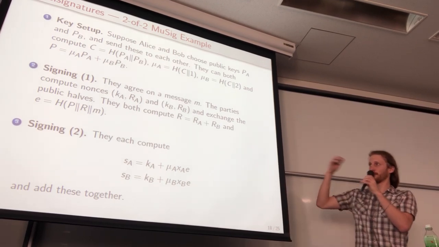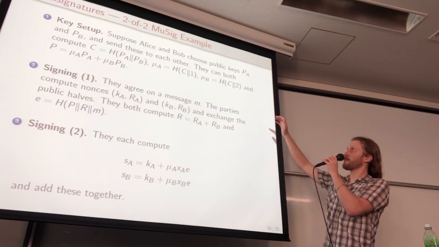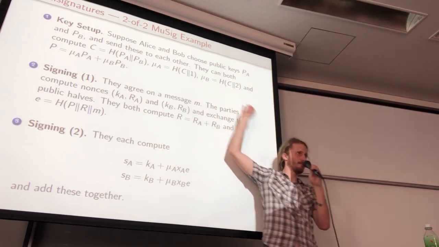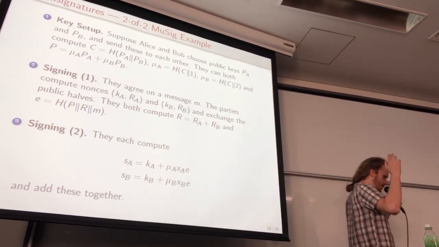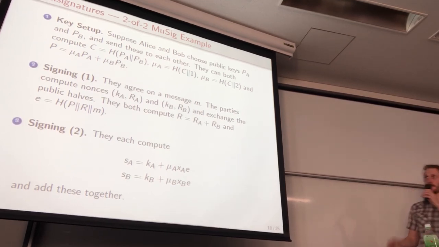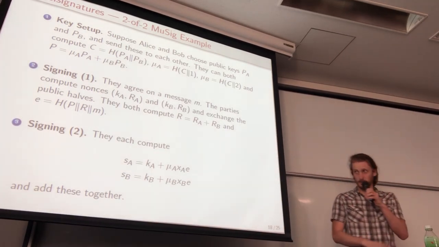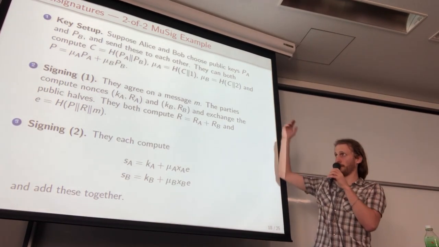It's just two participants to produce a multi-signature together. Here are the steps that they do. So at key setup time, they do all of this MuSig business. They hash up their public keys. They use the hash to then derive these MuSig coefficients. They multiply their public keys by their respective coefficients, and then they publish this sum.